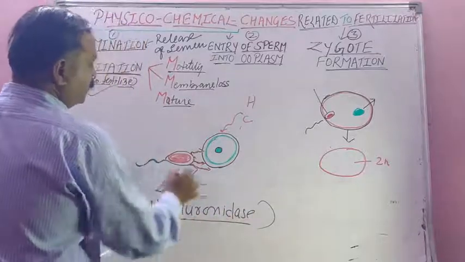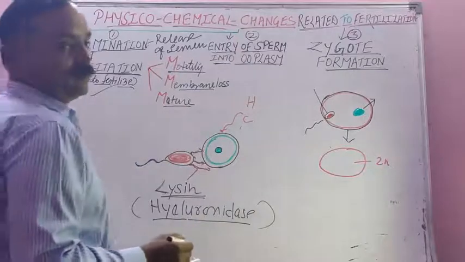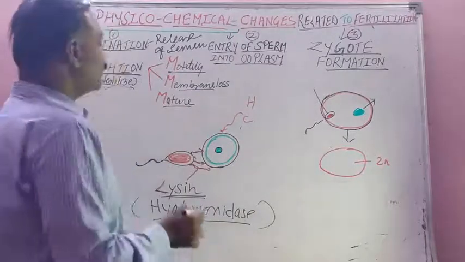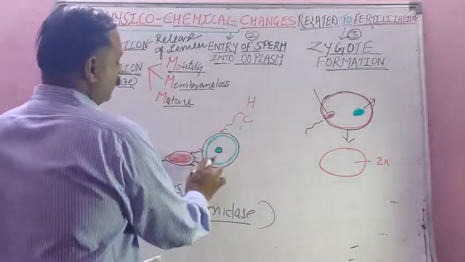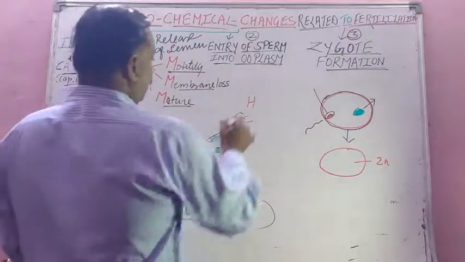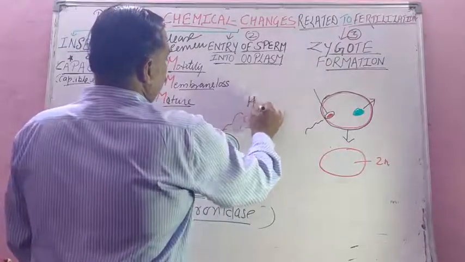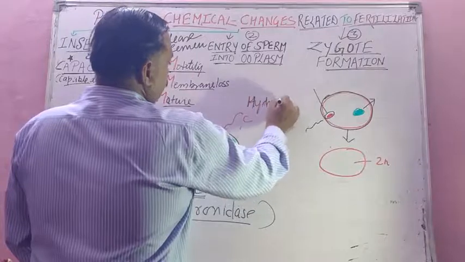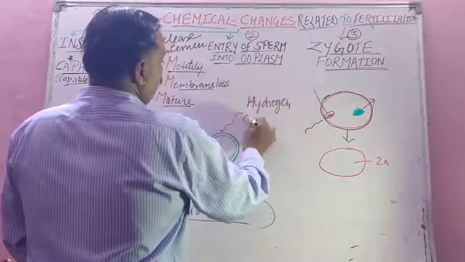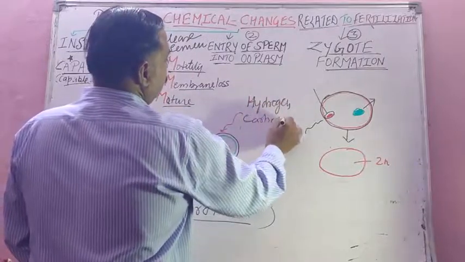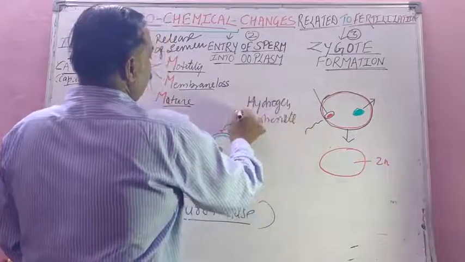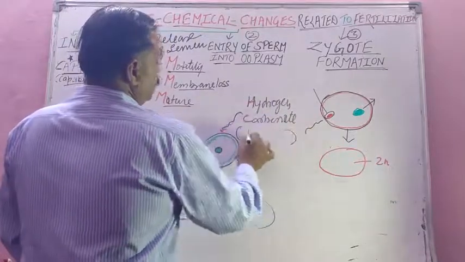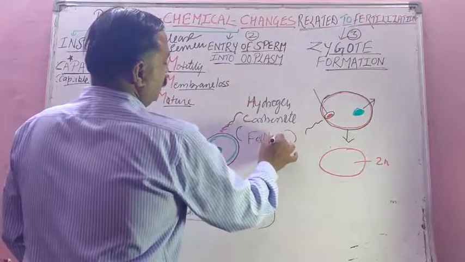This dissolves the wall of the ovum during fertilization. Tough membrane of the ovum, it dissolves. And the second chemical, student, is hydrogen carbonate, secreted by the fallopian tube.